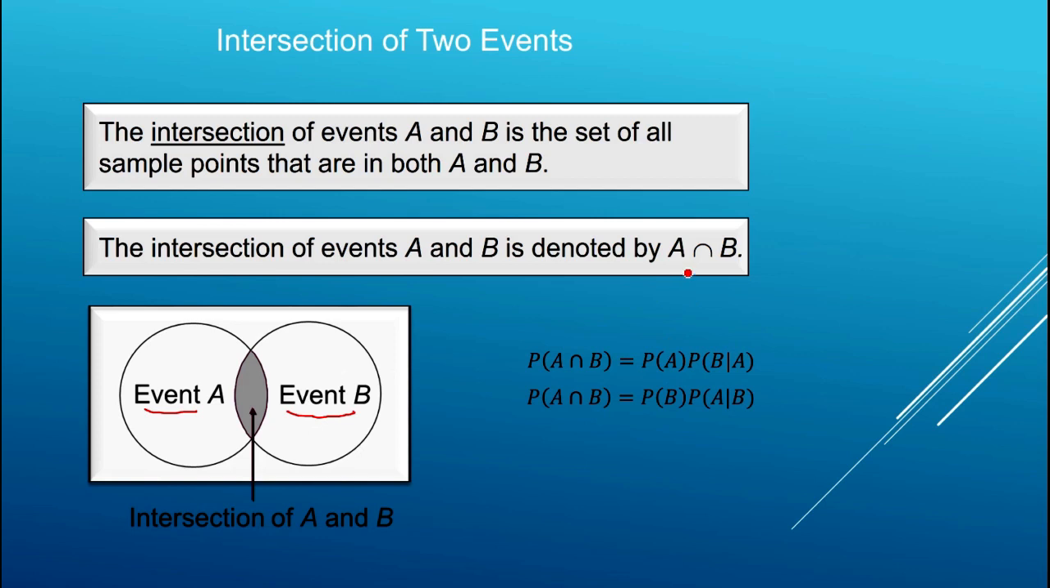The intersection operator looks like an upside-down U. We can state that the probability of A's intersection with B is equal to the probability of A times the probability of B given A. Recall that in the previous slide, when I suggested that when you see the intersection of two events, you should think about multiplication, that's what we have here.